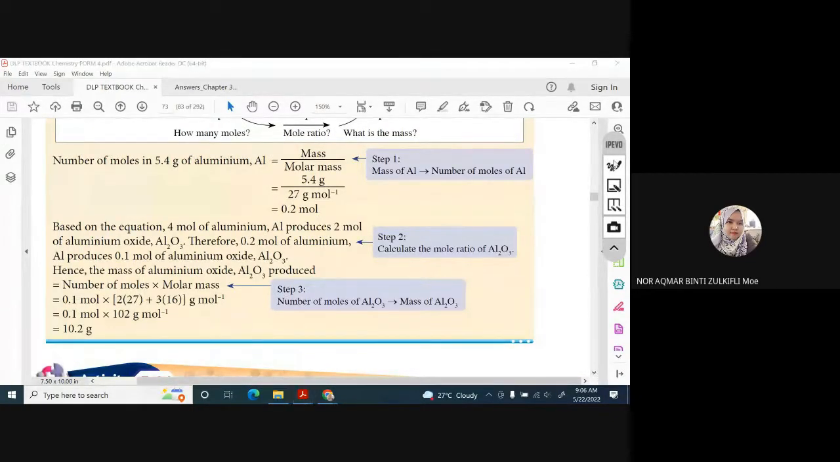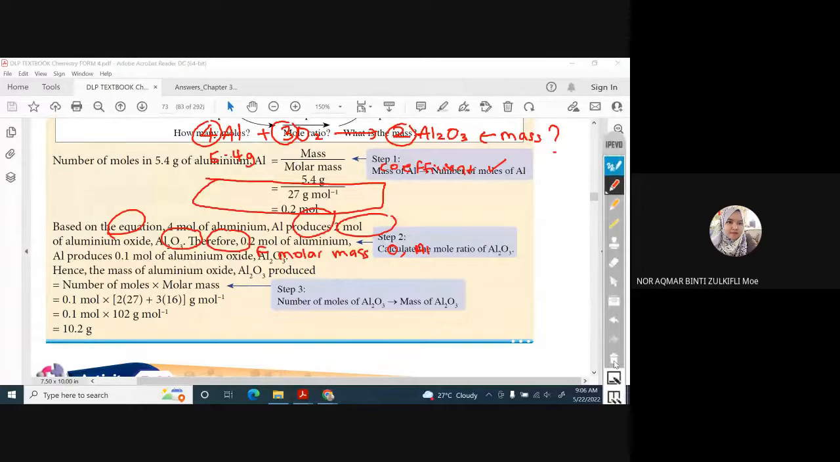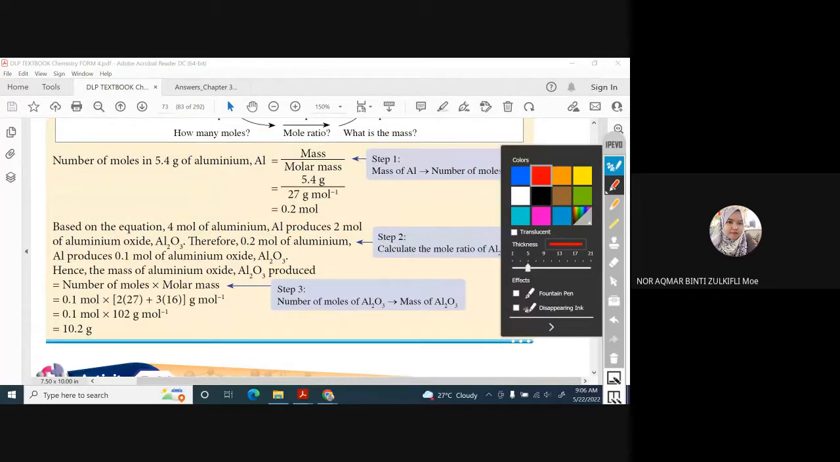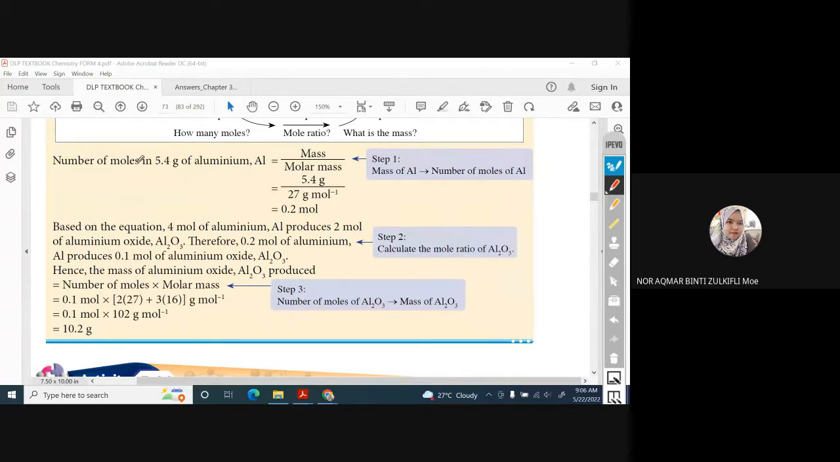Okay, nampak tak? First step mesti cari number of mole. Okay, moles. Okay, mass over molar mass. Ini formula yang cikgu dah cakap banyak kali tadi. Again and again kan. So you just substitute the answer 5.4 over 27. So you get 0.2 mole. So mesti step pertama ni. Step 1 cari number of mole.